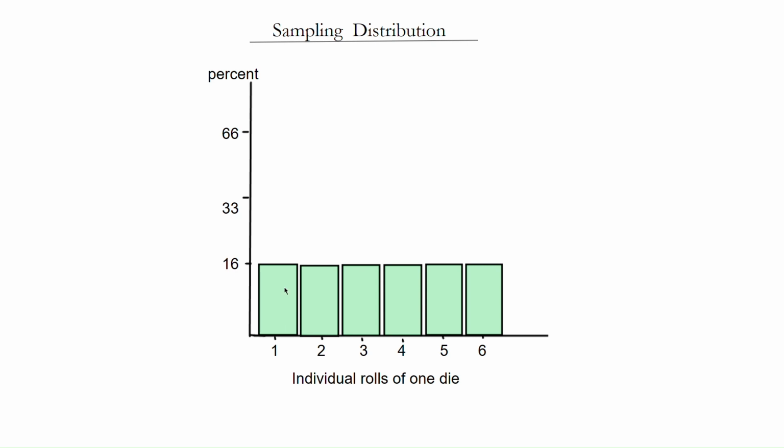So the number of people who got the number 1 on the die is around 16%. Number 2 on the die is around 16%, and so on. The same for the rest. This makes sense because the possibility that you would get a 1 is the same as the possibility that you'd get every other number. So it makes sense. But now let's change things up a little bit.